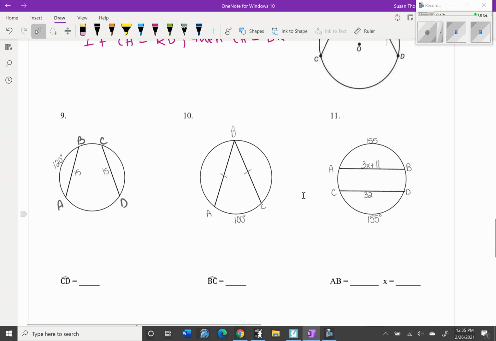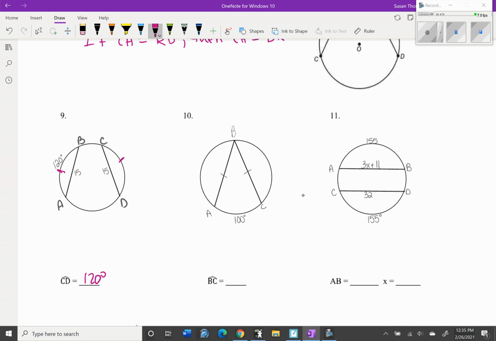Let's go ahead and answer the questions then. So we want to find CD's arc. So if this AB is 120, that means that CD has to be the same because AB and CD are both congruent. So that means this is 120 degrees.